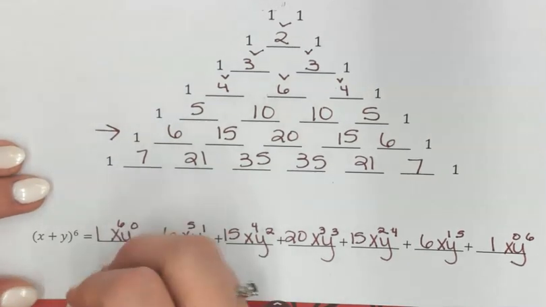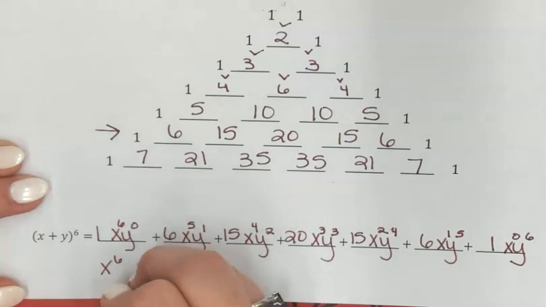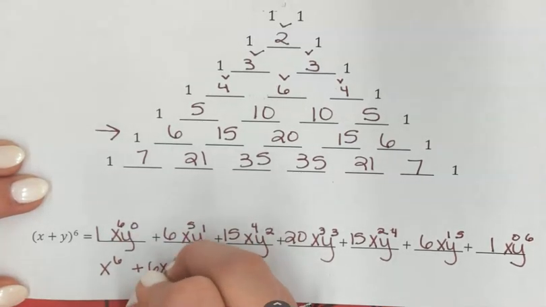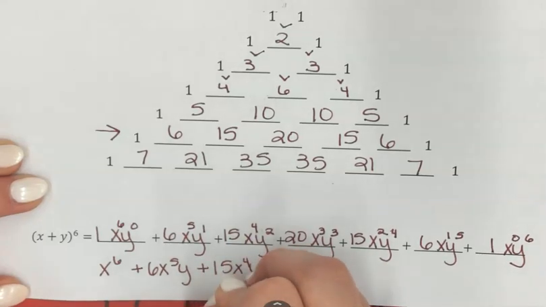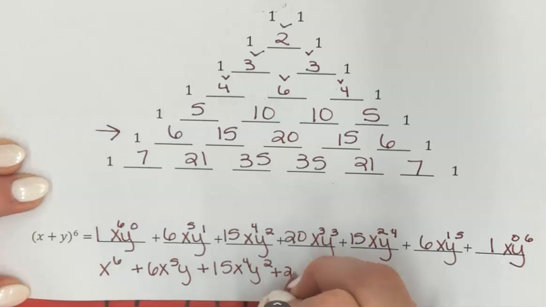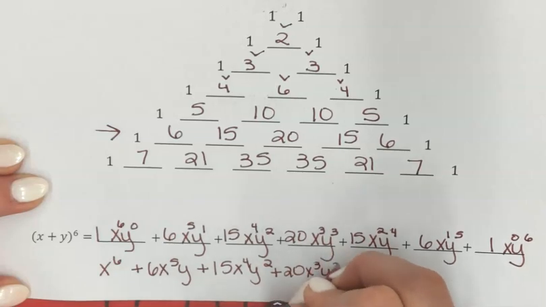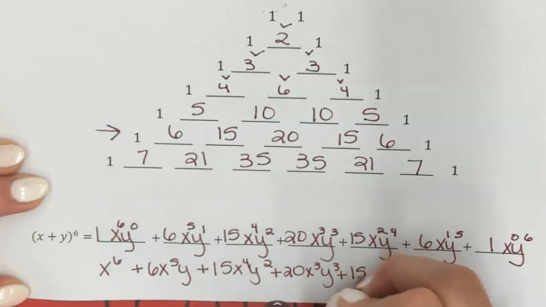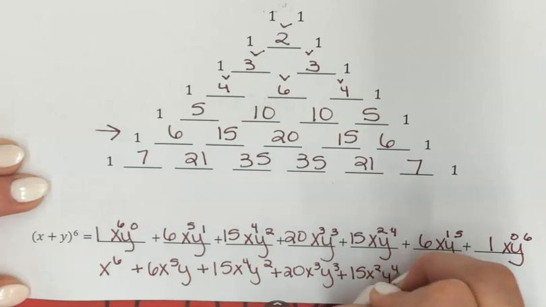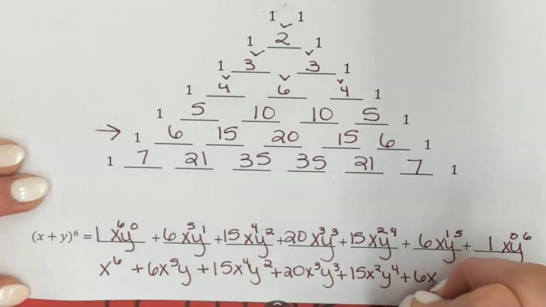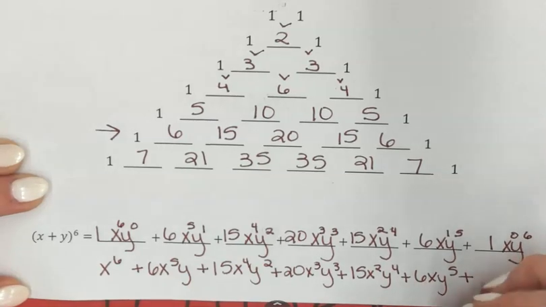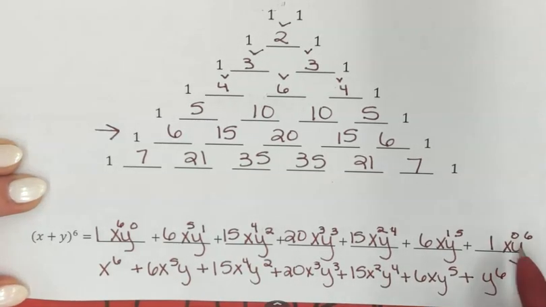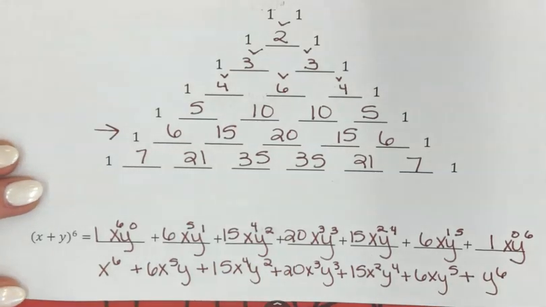So my first term is just going to be x to the 6th, 6x to the 5th y, plus 15x to the 4th y squared, 20x cubed y cubed, 15x squared y to the 4th, 6xy to the 5th, and then on my last term, this is just going to be y to the 6th, because I've got x to the 0, which is just 1.